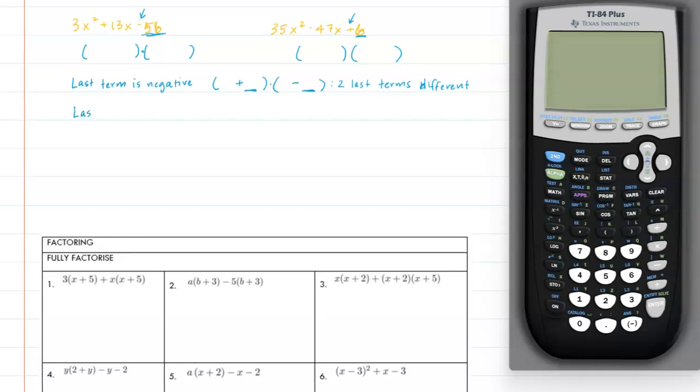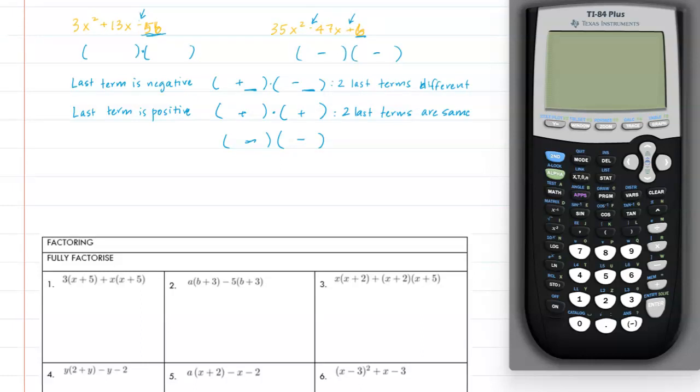Now, if the last term is positive, such as this one right here, either you're going to have both positives or both negatives. So the two last terms are the same. The second term, the sign, will tell you what they are. So for this problem, we know that they're both going to be negatives.